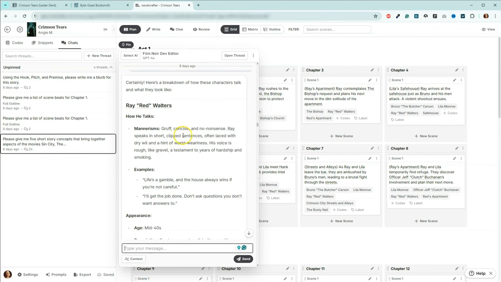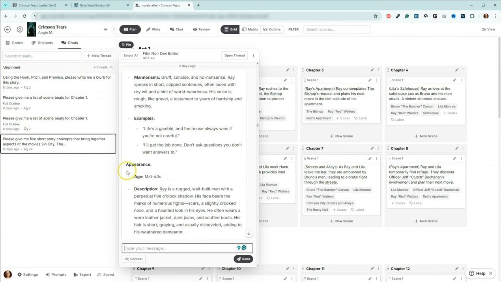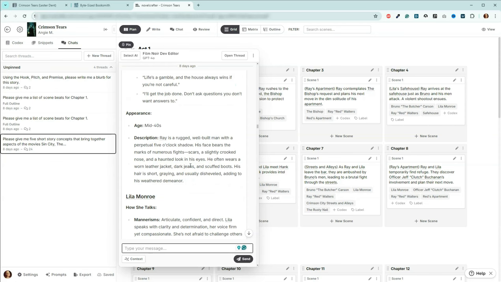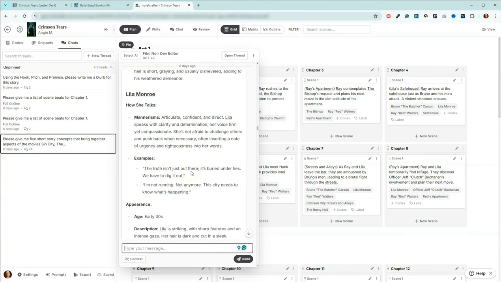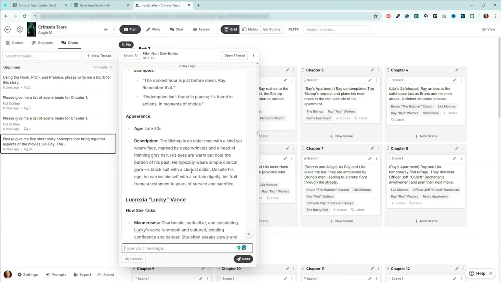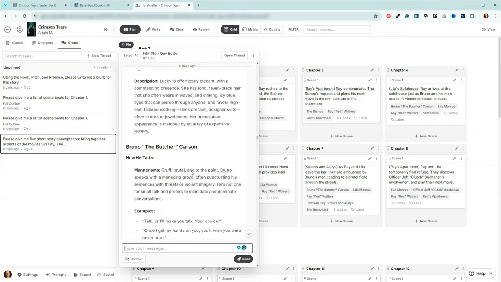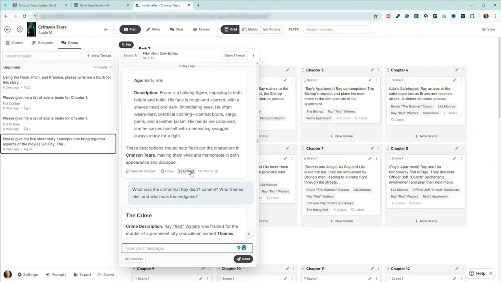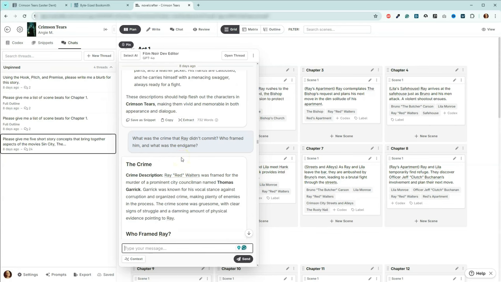So he's gruff, concise, no nonsense. So think about how that is going to look when he is talking. And then also the appearance. Again, this is very short, very to the point, and we'll talk about how I included this in the codex a little bit later. But I went ahead and did this for the most important characters.